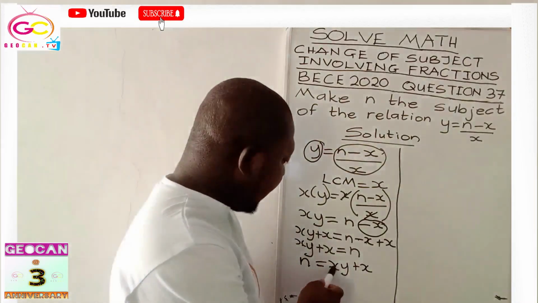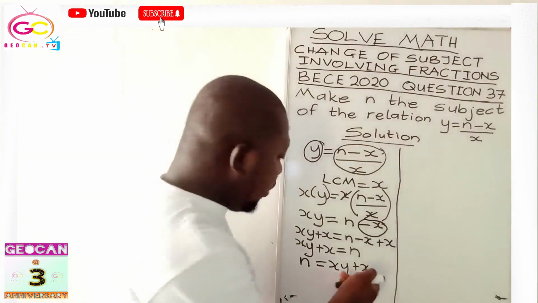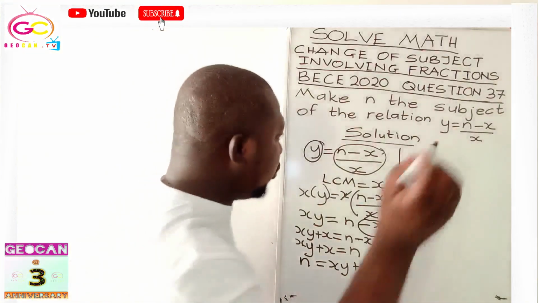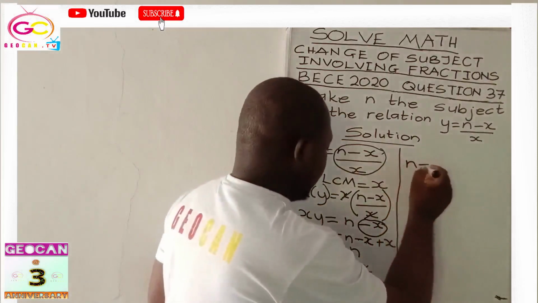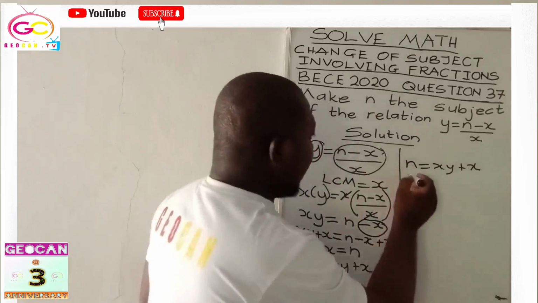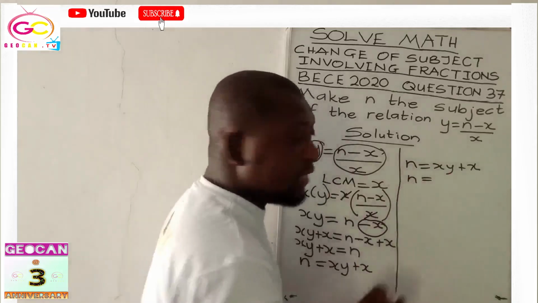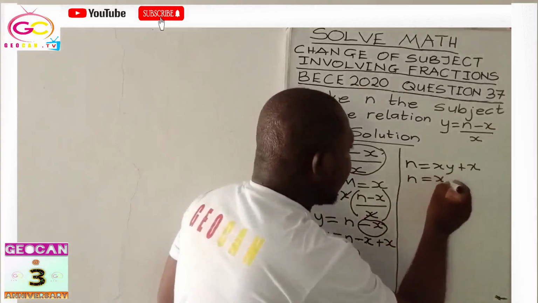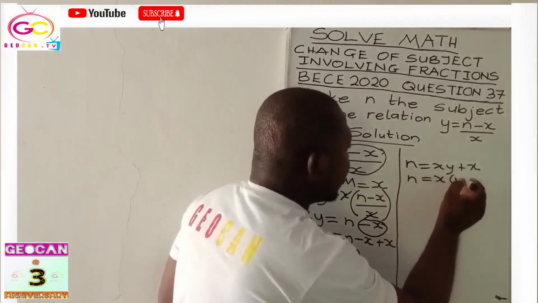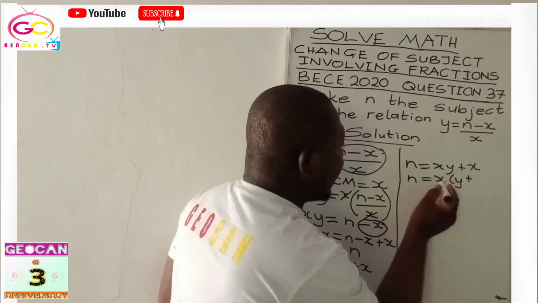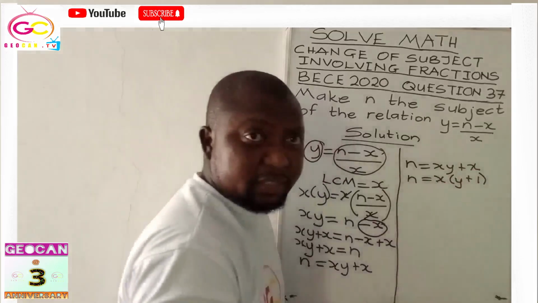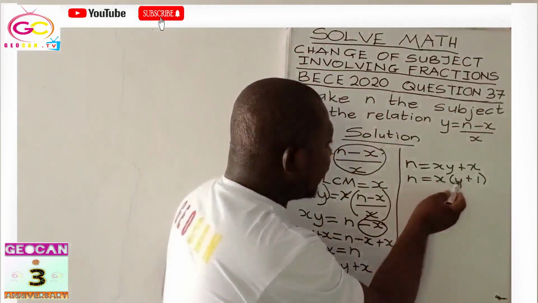No. Please look at xy plus x, meaning you can factorize x out for it to be easy for you. So let's do that here. So we have n is equal to xy plus x. So n will be equal to, we can factorize x out because it's common. So x into bracket. Now, x times what will give you xy? x times y, right? Plus x times what will give you x? x times what? 1.